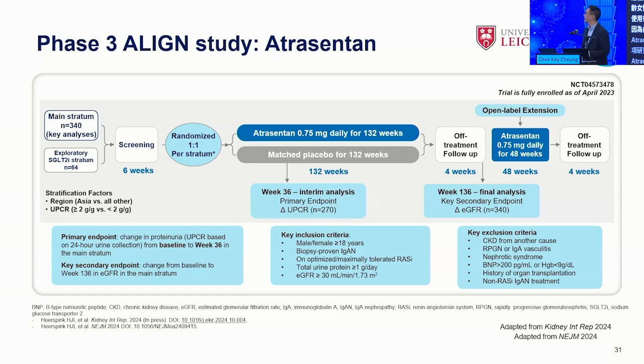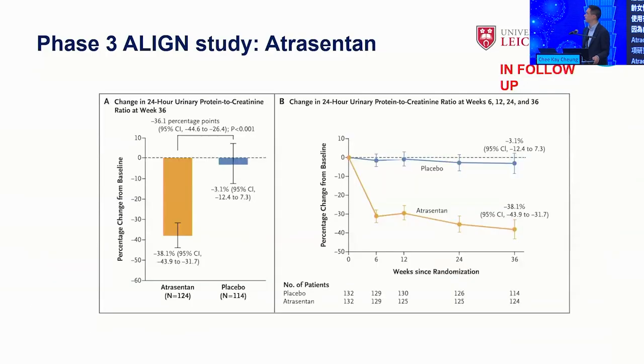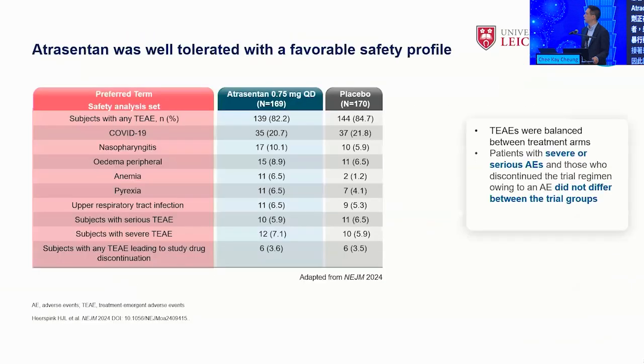The proteinuria data has been read out at week 36. And this showed, again, a significant reduction in proteinuria at that time point, by about 36% compared to the placebo arm. And again, that proteinuria fall happens very rapidly, within 6 weeks, and is continued throughout the study period. Now, we're still waiting for the eGFR results, and hopefully we'll see those at some point next year. This was very well tolerated, again with very even numbers of adverse events between the two groups, and no real difference in study drug discontinuations either.